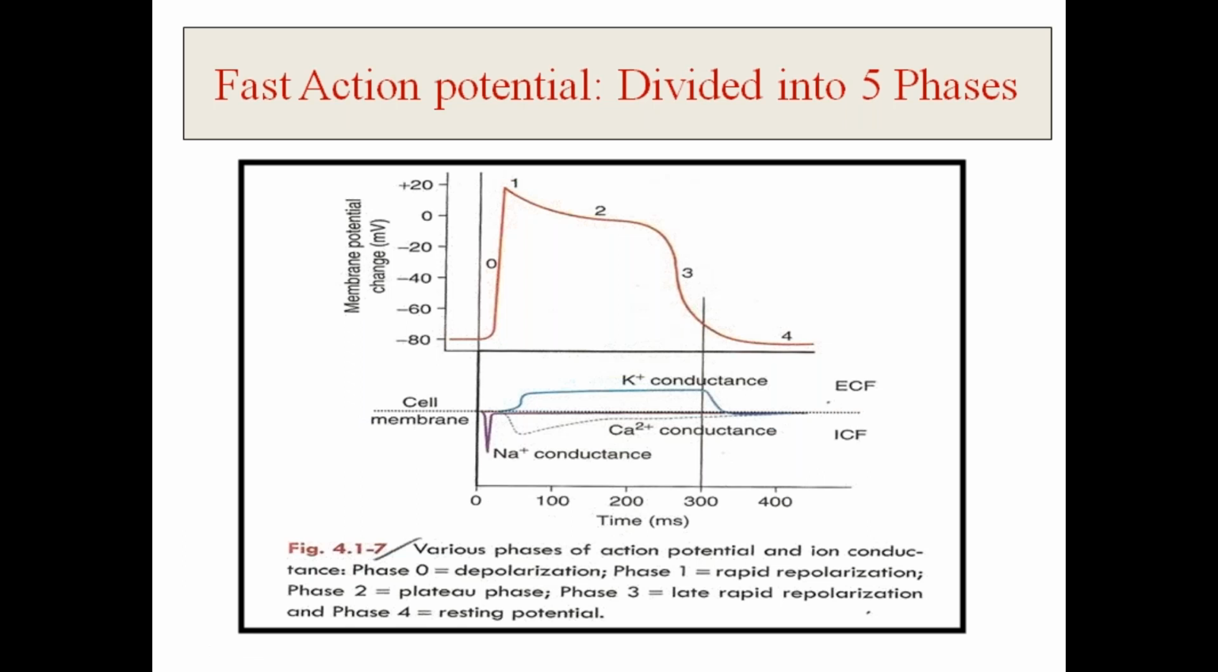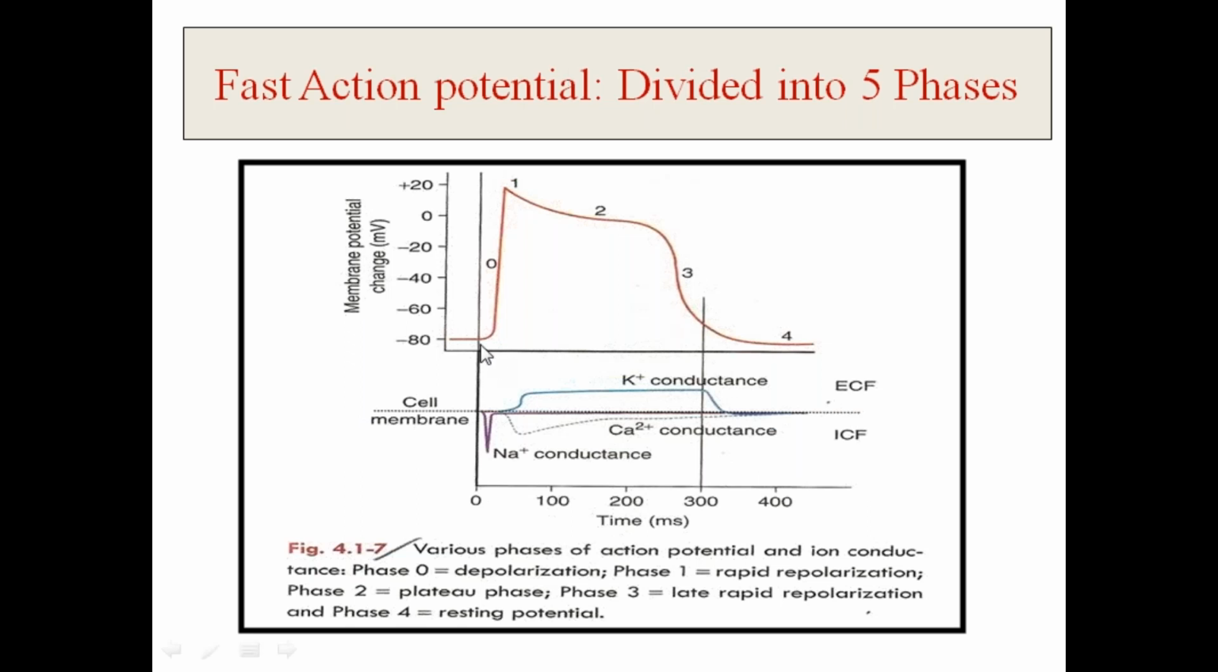Phase 4 is when the membrane has returned to its resting potential and, to restore the ionic composition, the sodium potassium ATPase pump is activated, so that the sodium which entered the cell during depolarization goes out, and the potassium which went outside during repolarization comes inside. So basically phase 4 is for restoring the ionic composition. In this diagram phase 0 is depolarization, and phases 1, 2, 3, 4 denote repolarization. You see that phase 0 is very steep.